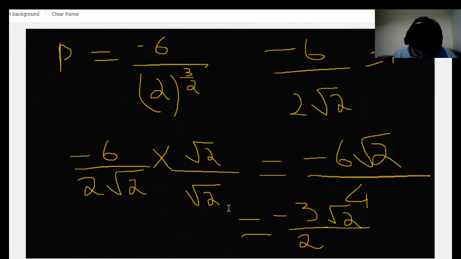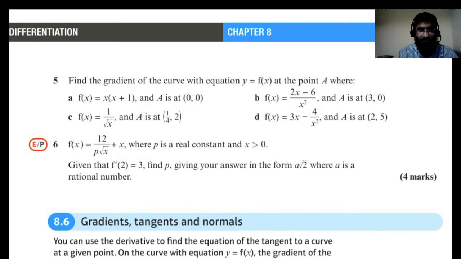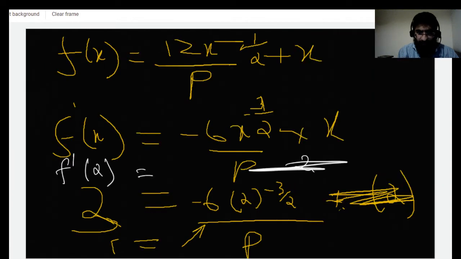So this f dash 2 is equal to 3. This is correct. Minus 6 by 2 root 2, I think it will be minus 3 by 4 root 2. I think. Will it? No. It was plus 1.